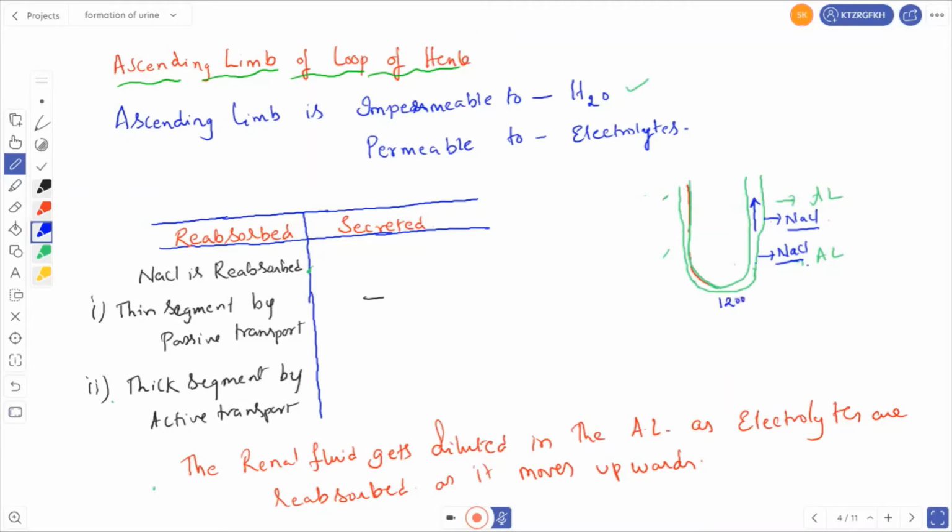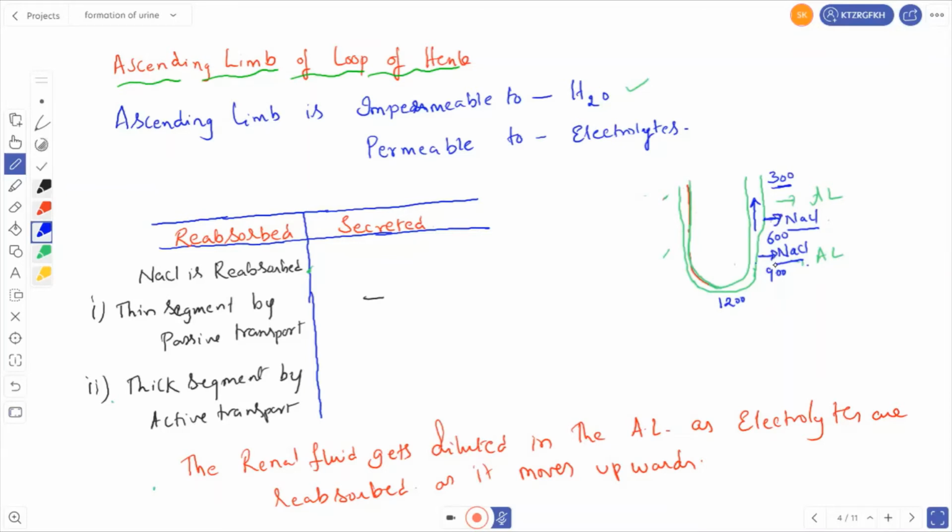As it is moving up, water is present inside the renal fluid, but the salts are coming outside. So the osmolarity is decreasing from 1200 to 300 as it reaches the cortex. As the renal fluid moves upwards, the osmolarity is decreasing. Or simply we can say that the renal fluid is becoming diluted. Why is the renal fluid becoming diluted? Because the electrolytes are moving outside. Electrolytes present in the renal fluid are going outside.